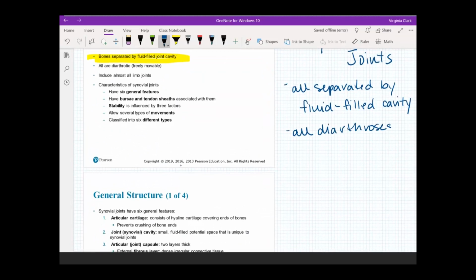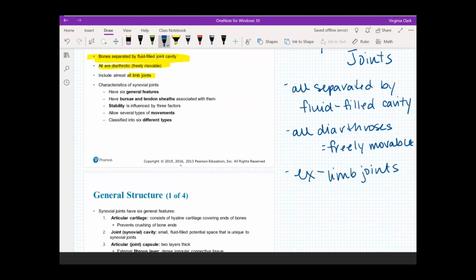All are freely movable. So they can rotate, they can move, they can adduct. They will all have the ability to go through all of the planes of motion. And essentially, these are going to be all of our limb joints. So these are going to be found everywhere we need large skeletal movements. So all of our limb joints will be this.